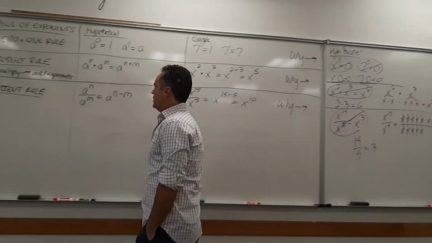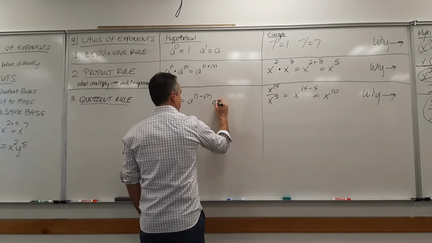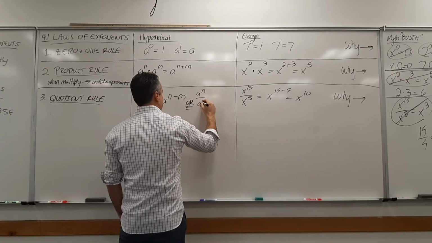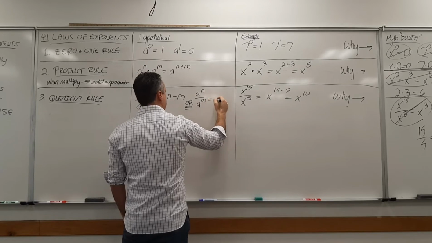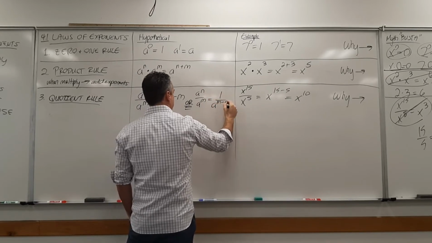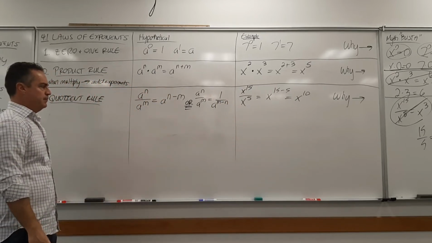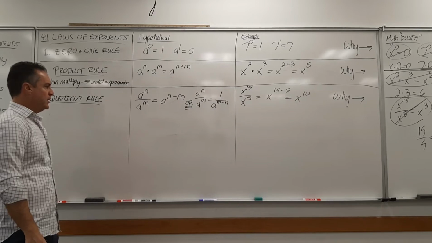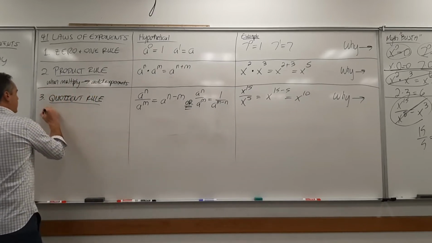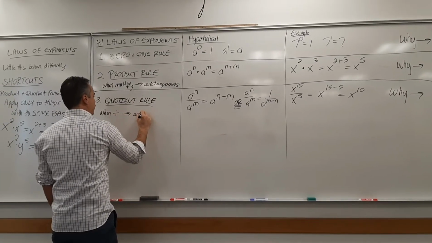Now, something interesting happens here in the quotient rule. We're going to put a big "or" right here. A to the n over a to the m equals 1 over a to the m minus n. This frustrates people sometimes, and we're going to talk about it for just a moment. Before we do, let's just write in here: when we divide, we're going to subtract the exponents.